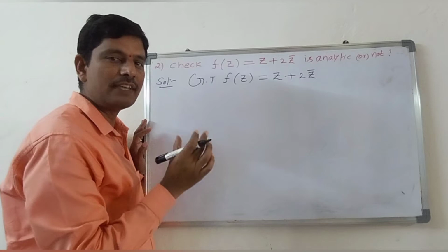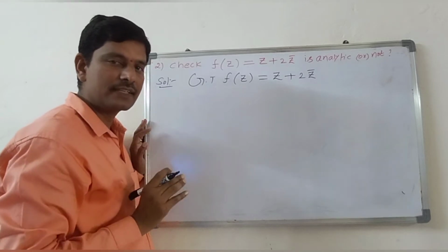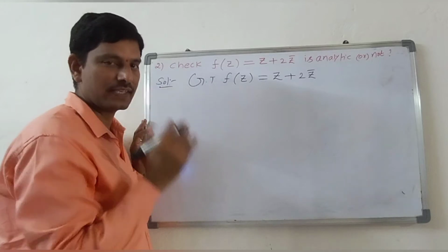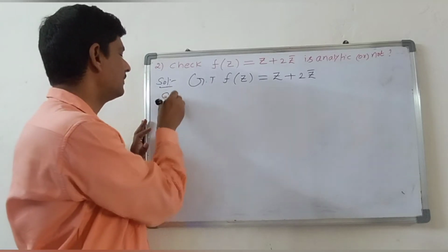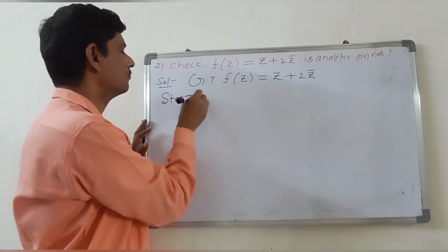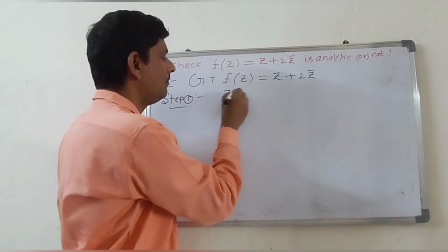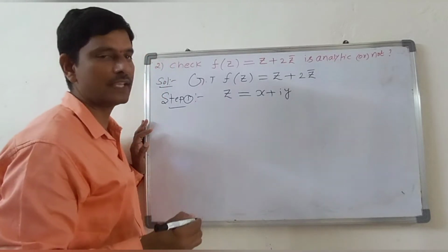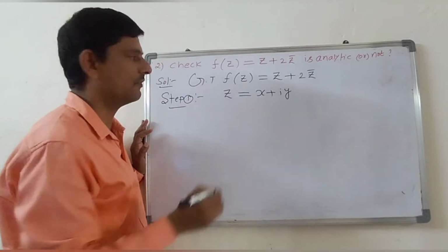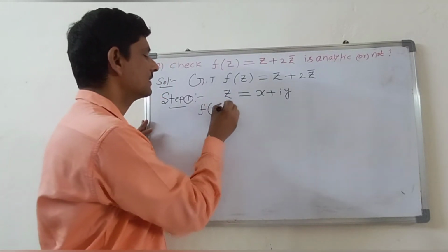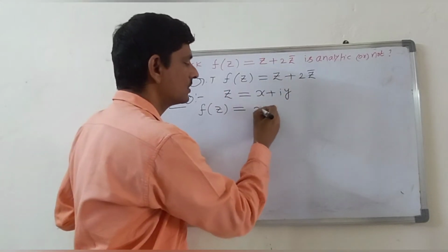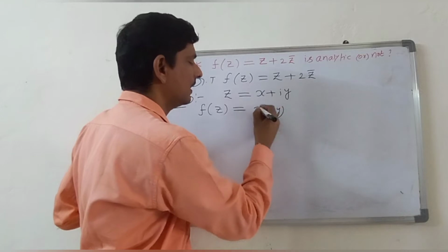When the function is given in terms of z, step number 1 is to convert it into the form u plus iv. First we convert this into the form u plus iv by substituting x plus iy in the place of z. Now our f of z changes to x plus iy.